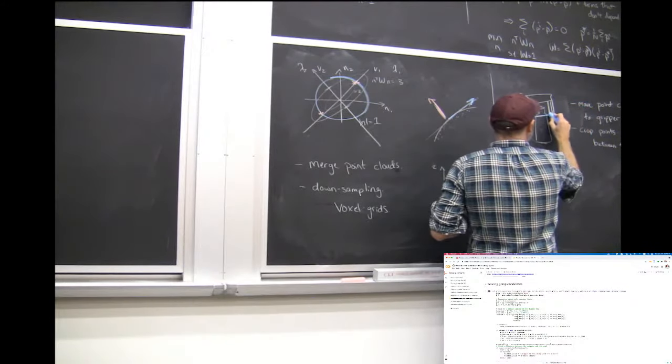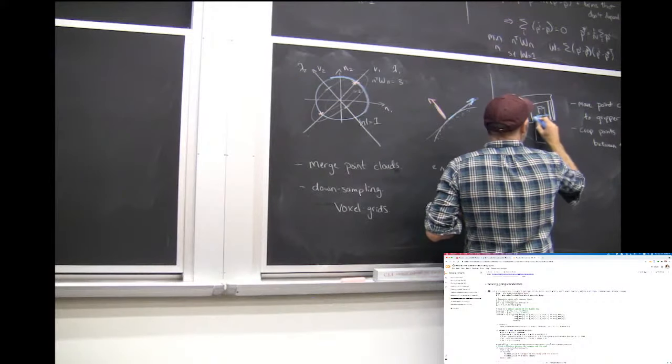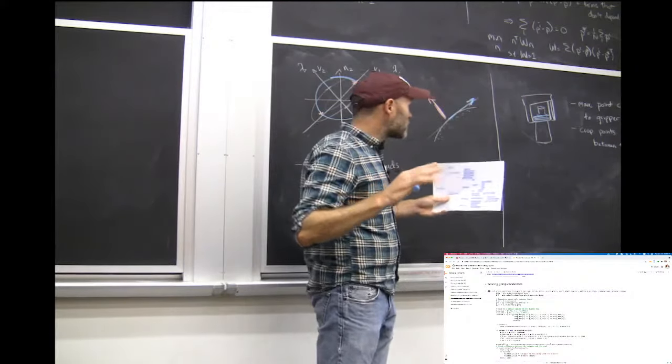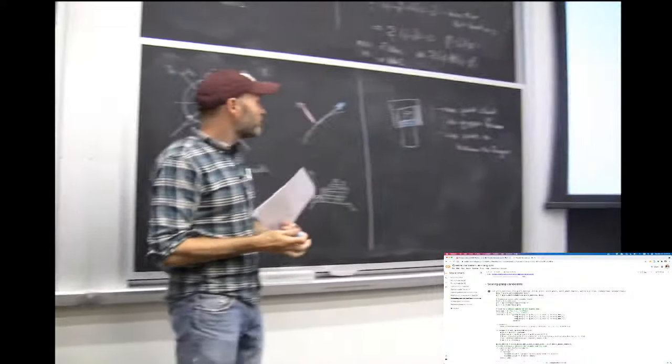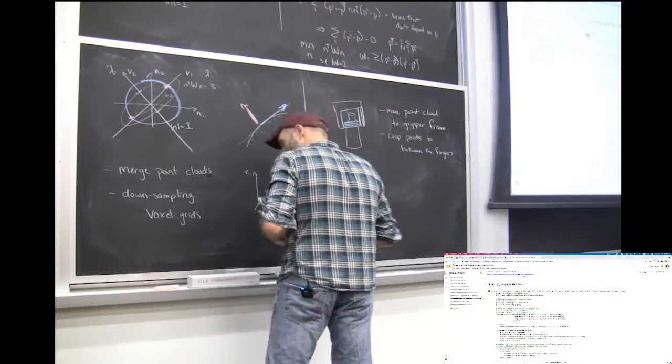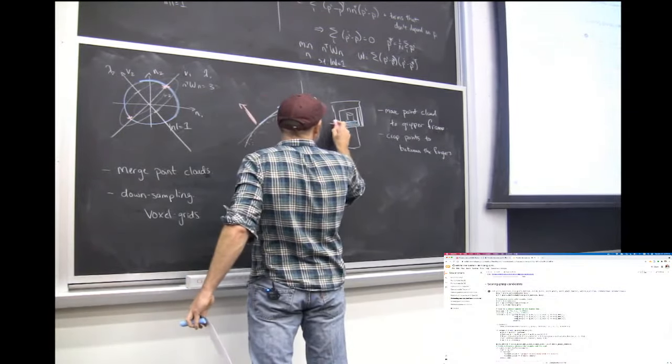Okay, so I'm just going to take, I want to only consider points sort of in that region. So I'll just crop my point cloud down to just being that region. Okay, and then each of those points has a normal associated with it.